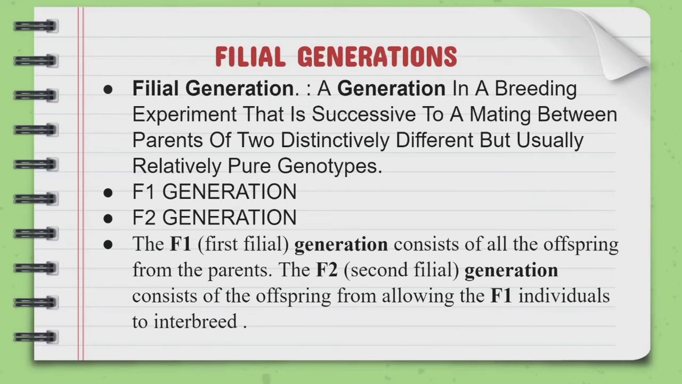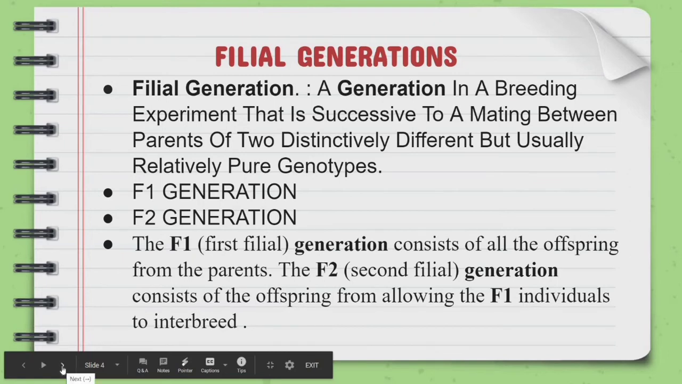So if it is the first generation of offsprings, it is called the F1 generation or first filial generation, and the F2 generation is the second filial generation that is produced by allowing the F1 offsprings to interbreed, or selfing of F1 will produce a second generation of offsprings, and that is known as the F2 generation or second filial generation. This is about the filial generations.